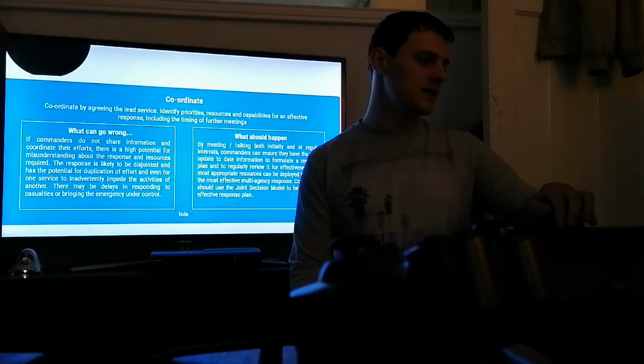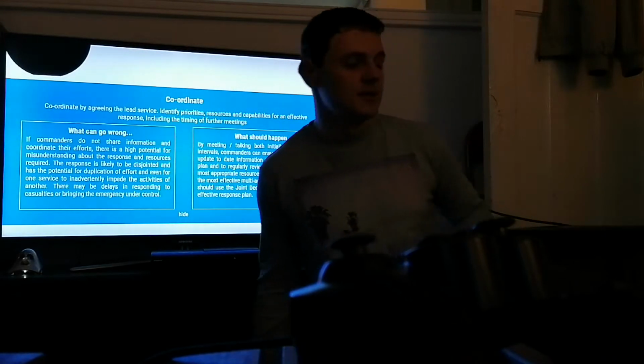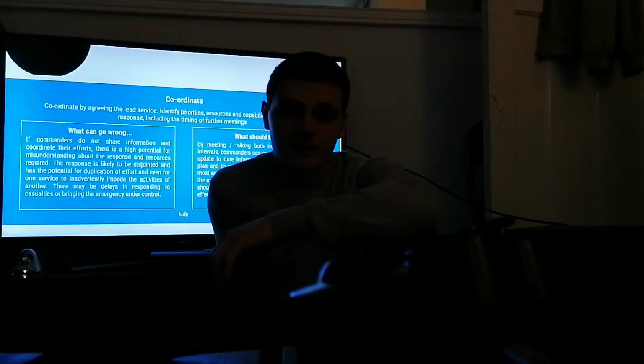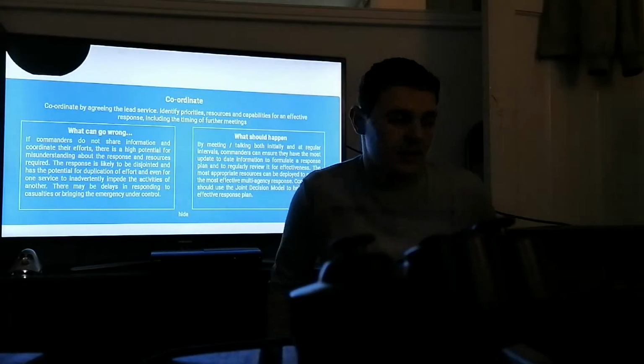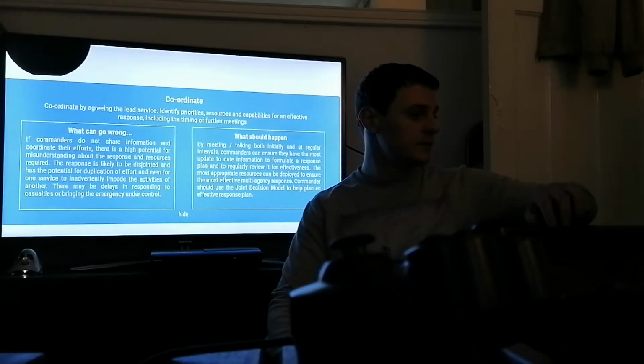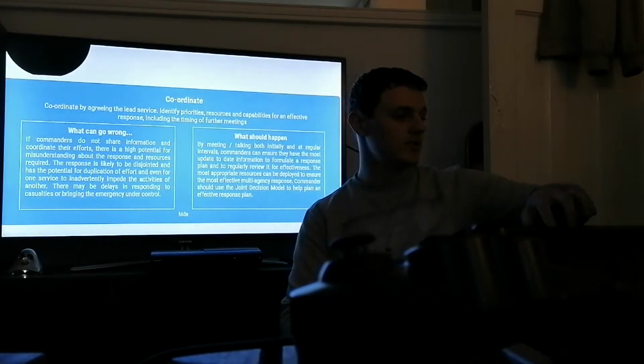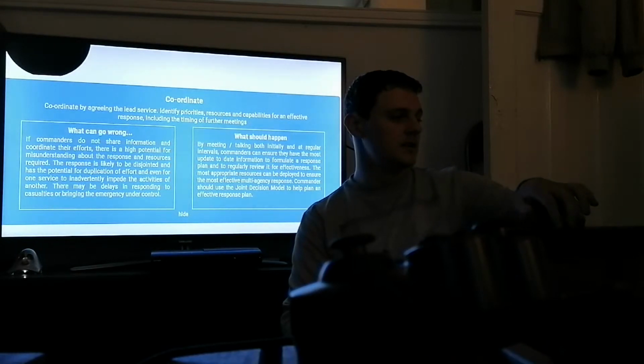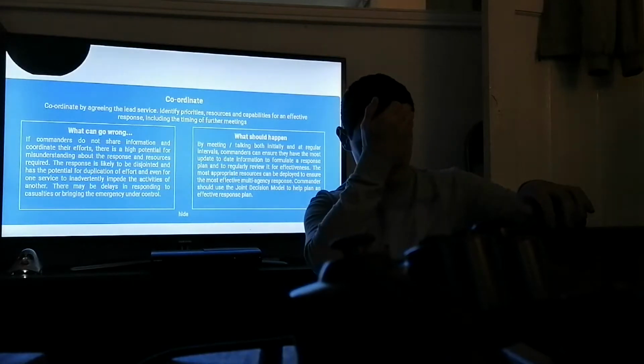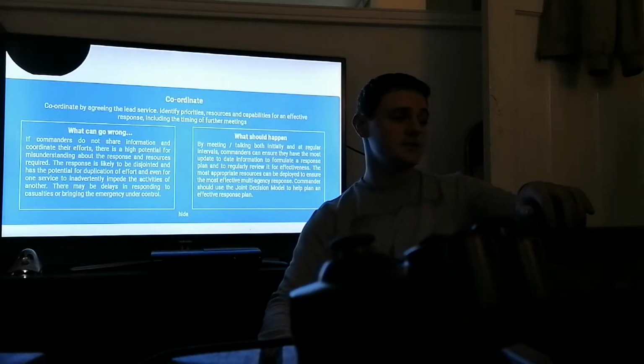Coordinate. Coordinate is agreeing the lead service, usually the police force, but in some instances, for instance biohazard, it will be the fire service. This means they can identify priorities, resources and capabilities for an effective response, including the timings for further meetings. What can go wrong is if commanders don't share information and coordinate their efforts, there's a high potential for misunderstanding about the response and resources required.